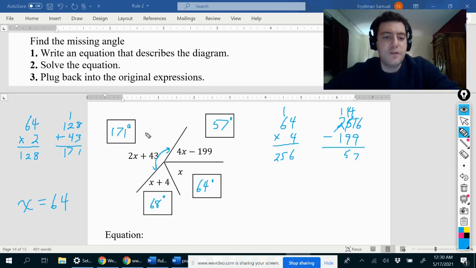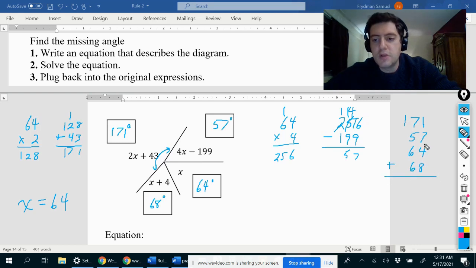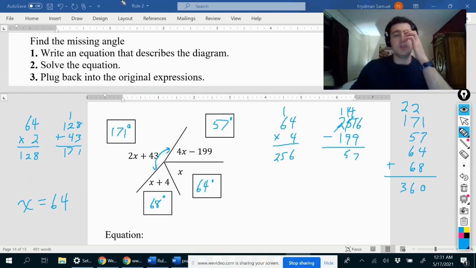Let's see if that makes sense. If we add all of these angles up, we should get 360. Okay, so 171 plus 57 plus 64 plus 68 should give me 360. 1 plus 7 is 8, plus 4 is 12, plus 8 is 20. 0, carry the 2. 2 plus 7 is 9, plus 5 is 14, plus 6 is 20, plus 6 is 26. 6, carry the 2. 2 plus 1 is 3. So we get 360. Very good. So all of these add up to 360 degrees.